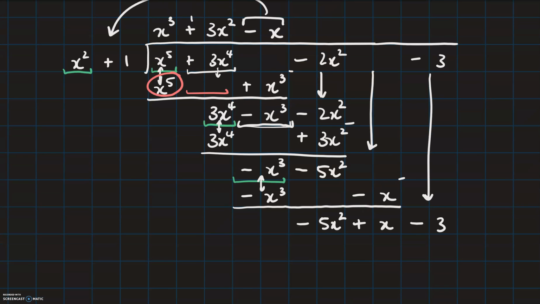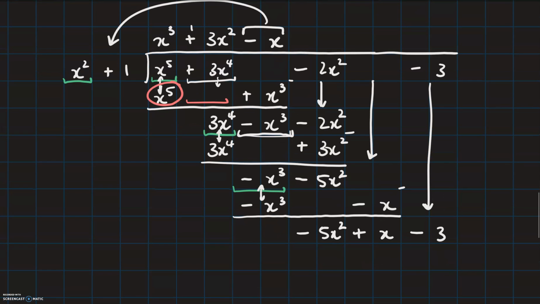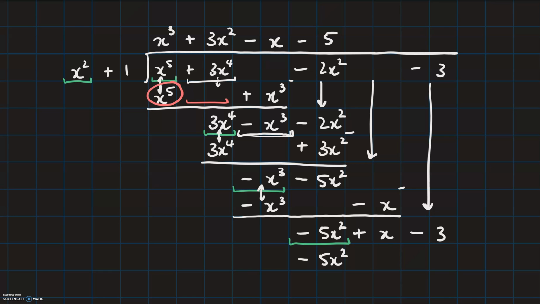Okay, I'm going to do this process again. I'm going to look at the leading term in my dividend, so this negative 5x squared. Look at the leading term in my divisor. How many times does x squared go into negative 5x squared? It goes into it negative 5 times. And so here I'm going to have negative 5. And when I do that, I'm going to multiply my negative 5 into this divisor. So we've got negative 5x squared minus 5. Okay, I'm going to subtract the 2.